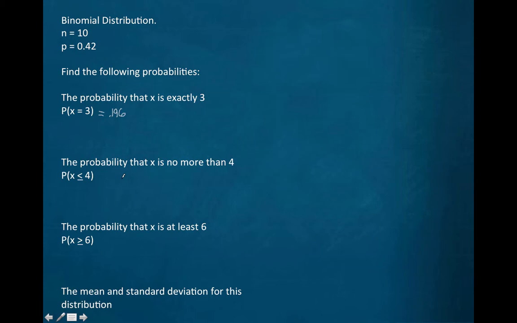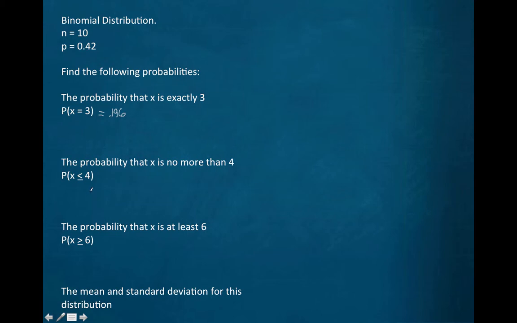The next problem says the probability that x is no more than 4. Now, no more than 4 means from 0 to 4 and including 4. So the probability notation would look like this: the probability that x is less than or equal to 4.